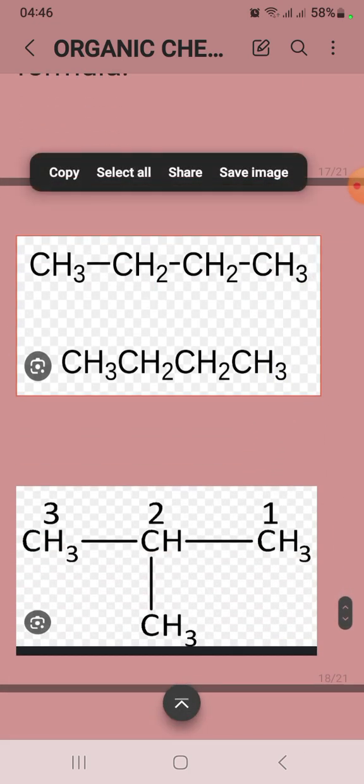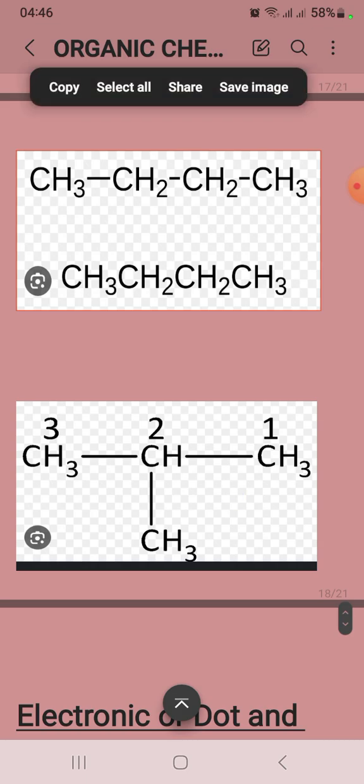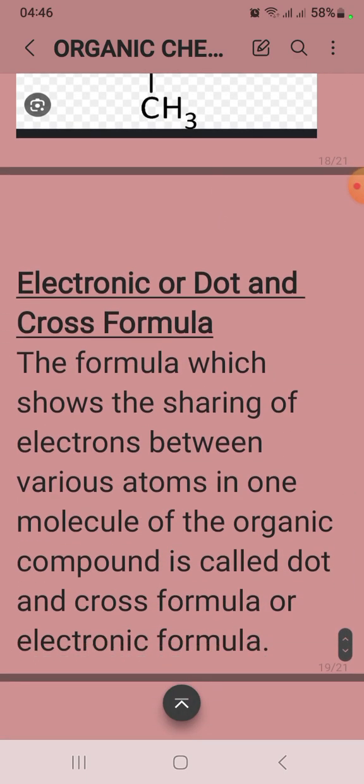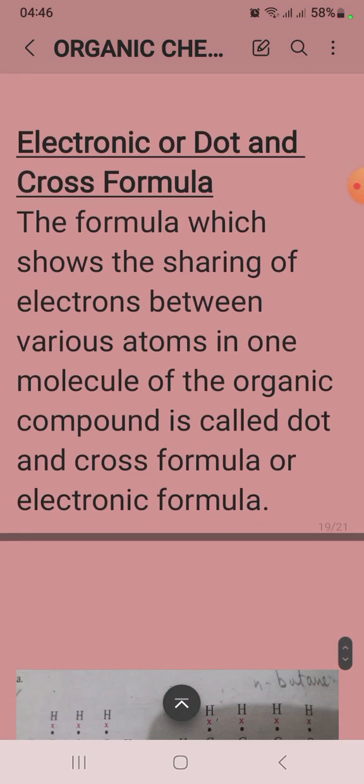You can see the condensed formula of isobutane also. Over here it is also showing the groups of hydrogen atoms that are attached to each carbon atom. The last type of formula is the electronic or dot and cross formula.